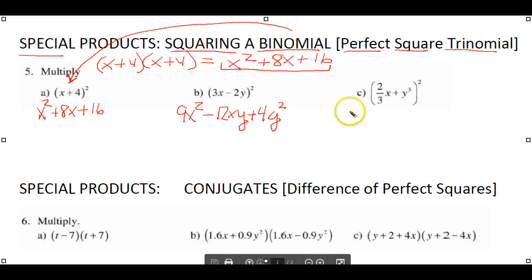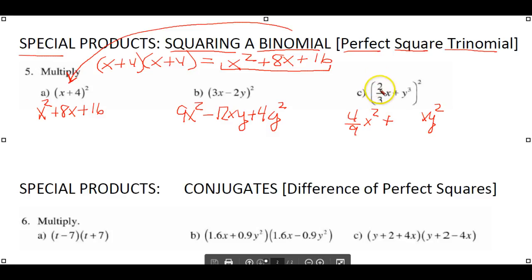All right, square this. A little tricky. This is going to be 4/9 x squared. Now here we're going to multiply these two together. And we know we're going to get a plus x y squared here, but now we get 2/3 and we have to double that.